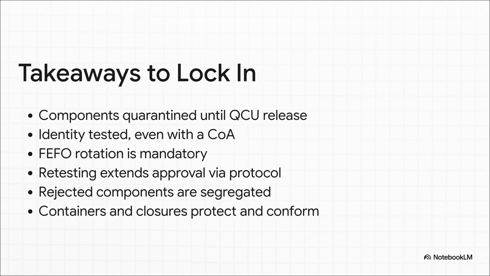Let's lock in what we've covered today. These 6 core principles really must dictate the everyday actions of both operations and QA personnel on the manufacturing floor. 1. Components are quarantined until formal QCU release. 2. Identity is always tested, even with a supplier COA. 3. FIFO rotation is mandatory for approved components. 4. Retesting can extend approval, but only via a documented protocol. 5. Rejected components are aggressively segregated and dispositioned. And 6. Containers and closures must protect the product and remain chemically compatible.